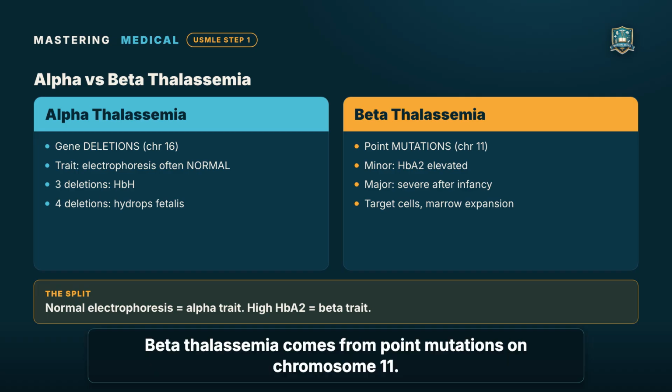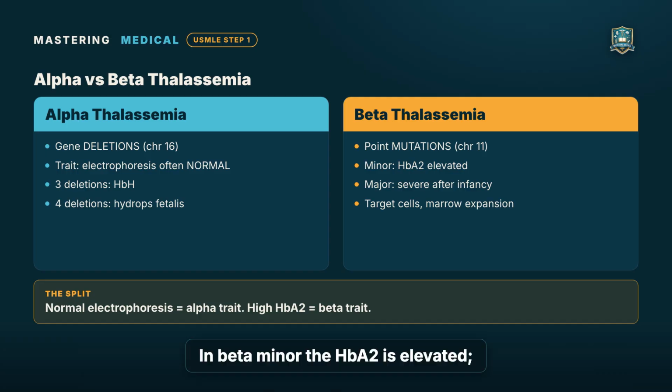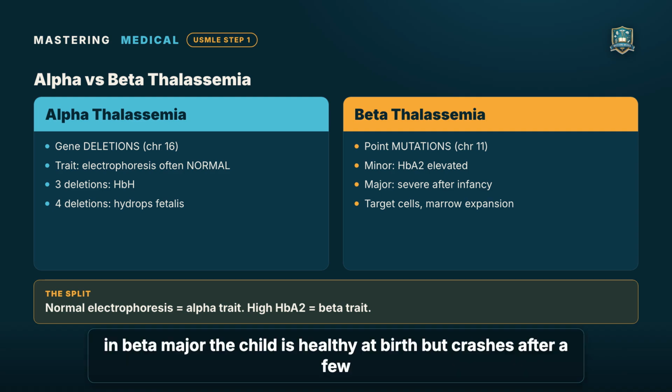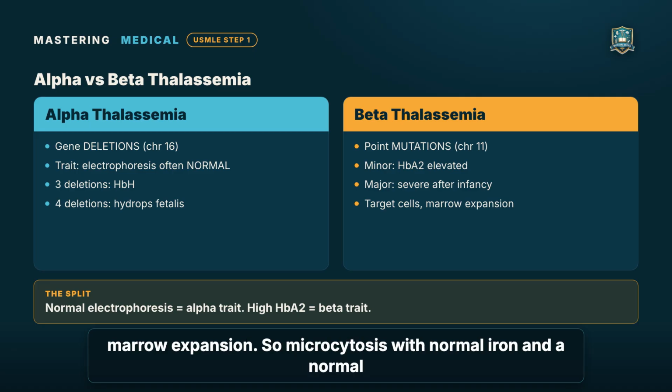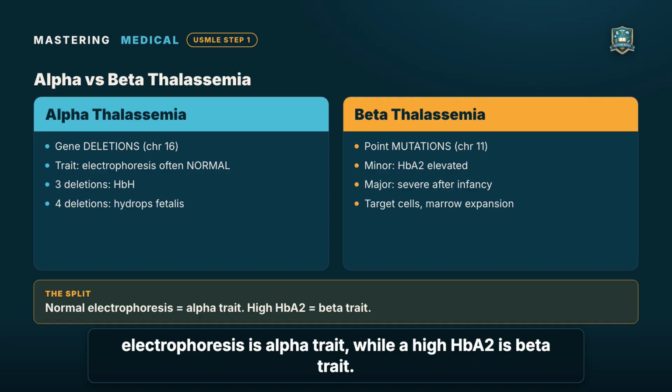Beta thalassemia comes from point mutations on chromosome 11. In beta minor, the hemoglobin A2 is elevated. In beta major, the child is healthy at birth but crashes after a few months as fetal hemoglobin falls, with target cells and massive marrow expansion. So microcytosis with normal iron and a normal electrophoresis is alpha trait, while a high hemoglobin A2 is beta trait.